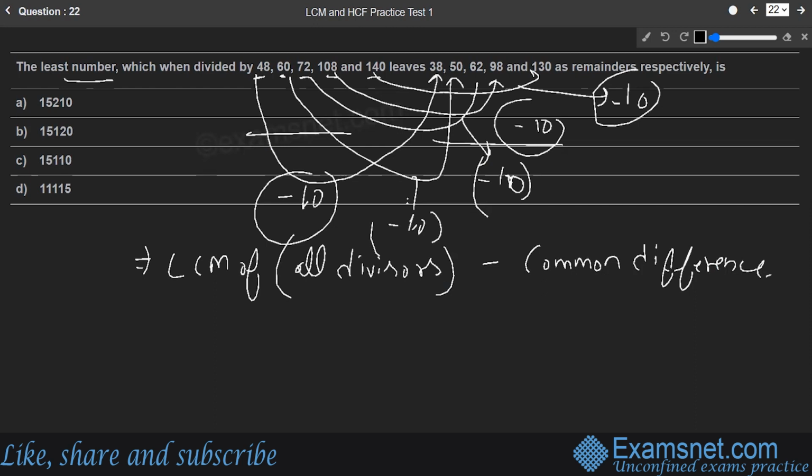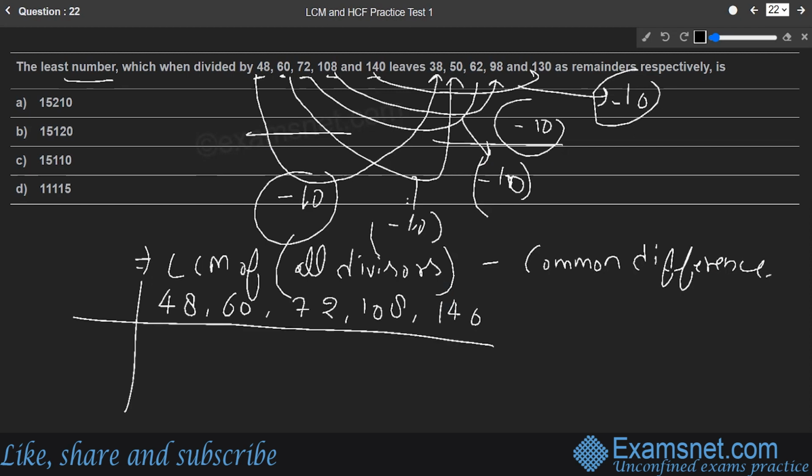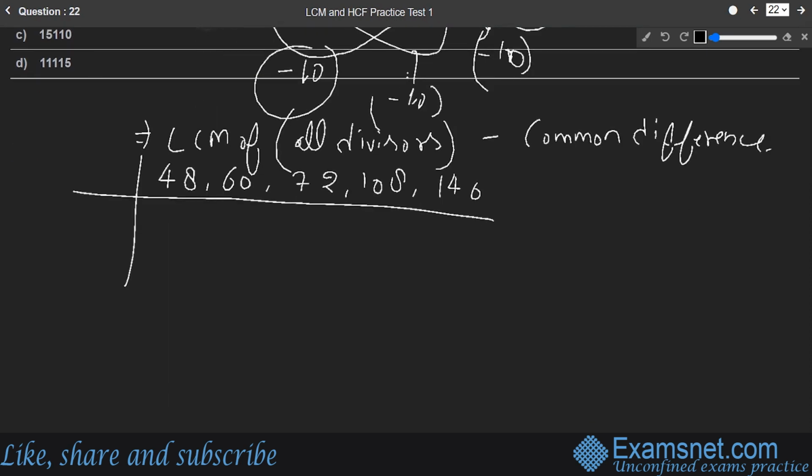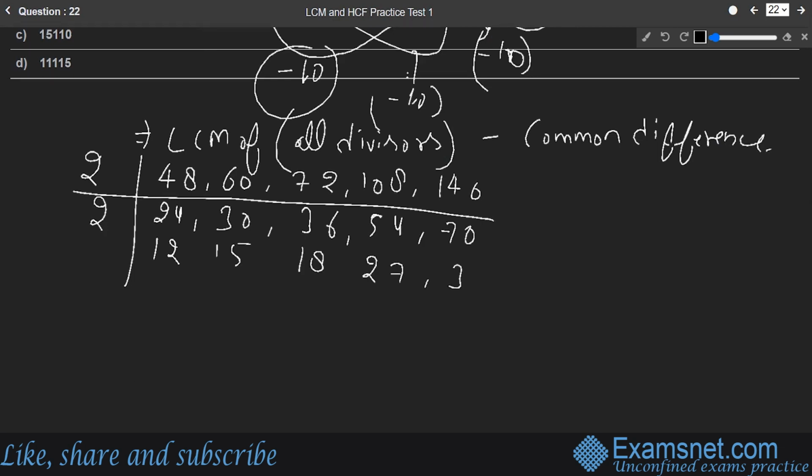So let us quickly find the LCM of all the divisors, that is 48, 60, 72, 108, 140. Let us find the LCM of these numbers. Clearly these numbers can be started by 2. So it's 24, 30, 36, 54, and 70. Again, all the numbers can be cut by 2. So it's 12, 15, 18, 27, 35.